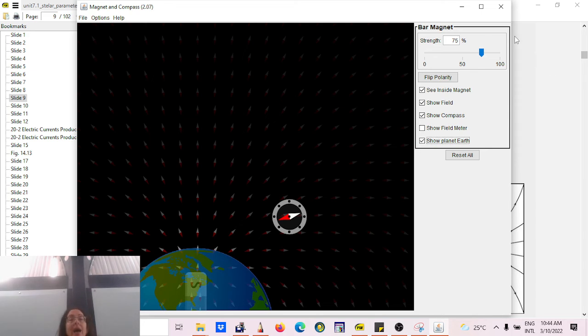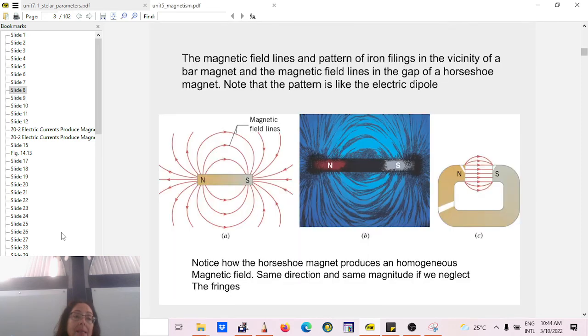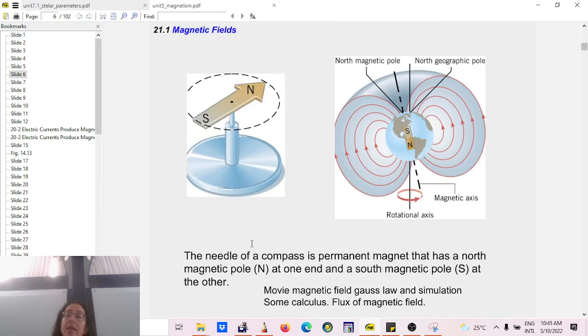But everything happens like the Earth behaves like a bar magnet, and the geographic north is at the magnetic south. So the Earth here has magnetic field from the north into the south through the Earth, out of the north into the south through the Earth, right? But the geographic north is at the magnetic south.